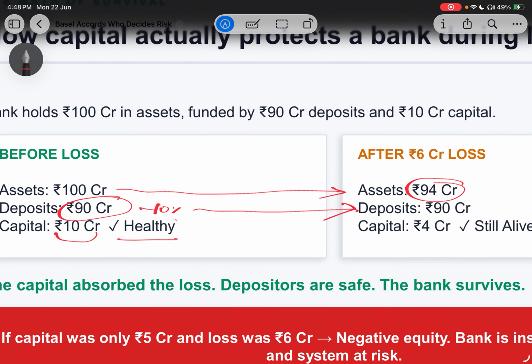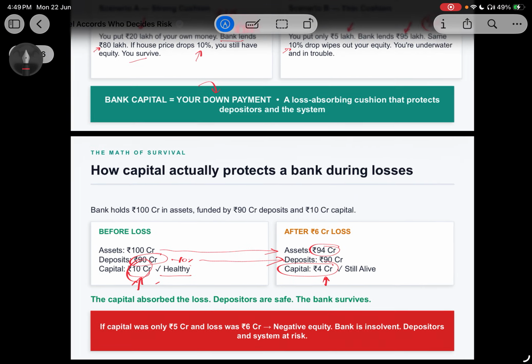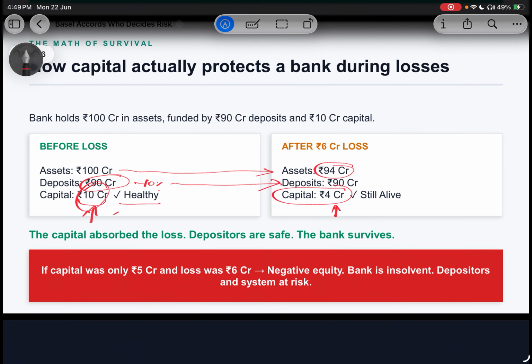Deposits still remain the same. But now, because the capital was 10 crore, which was 10%, it was healthy, the capital still is 4 crores. Right. So we still have a cushion left, even after a 6% or a 6 crore loss. So the capital basically absorbed the loss, and the depositors were safe, which was our primary goal. And because the depositors were safe, the bank eventually survives.